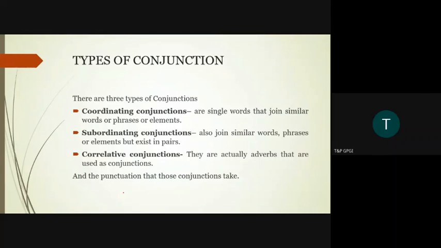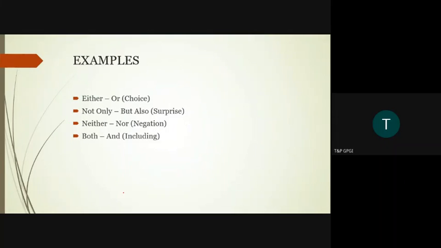So these are the types of conjunction. Coordinating conjunction, a single word that joins similar words or phrases or elements. Subordinating conjunction also joins similar words, phrases, or elements but exists in pairs. And correlative conjunctions are actually adverbs that are used as conjunctions. So these are the main three types of conjunction. So correlative conjunction is the same kind of thing, like you are joining statements. When I say pair, it's like putting things together. I'll give you some examples.